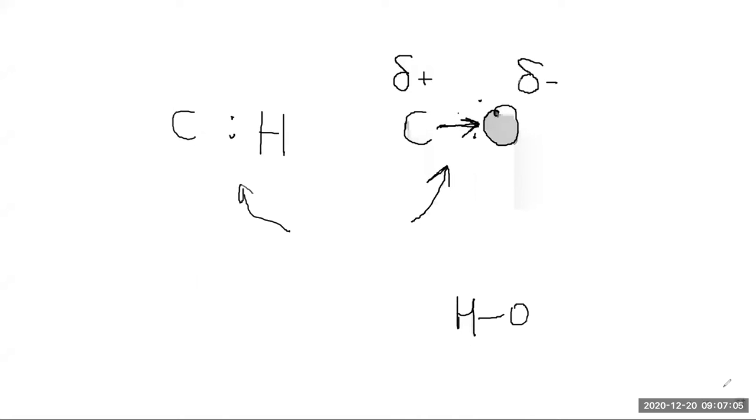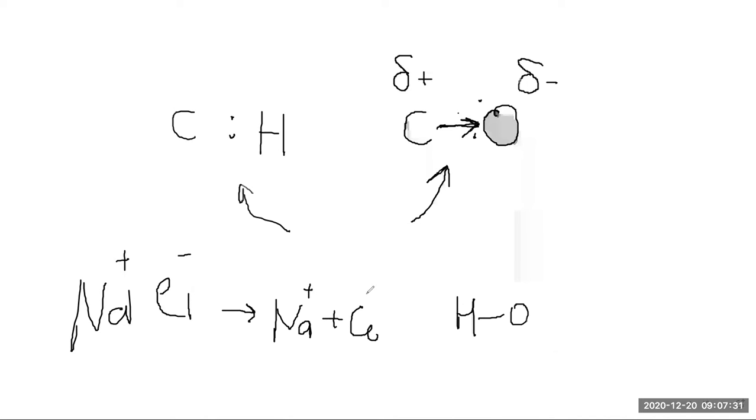Now, let's make a thought experiment. We know that sodium ion and chlorine ion, when they form a crystal, are held together. But when they dissolve, they dissociate and form ions. Now imagine the same process occurs here. We break the bond and electrons stay with the atom where they spend more time.